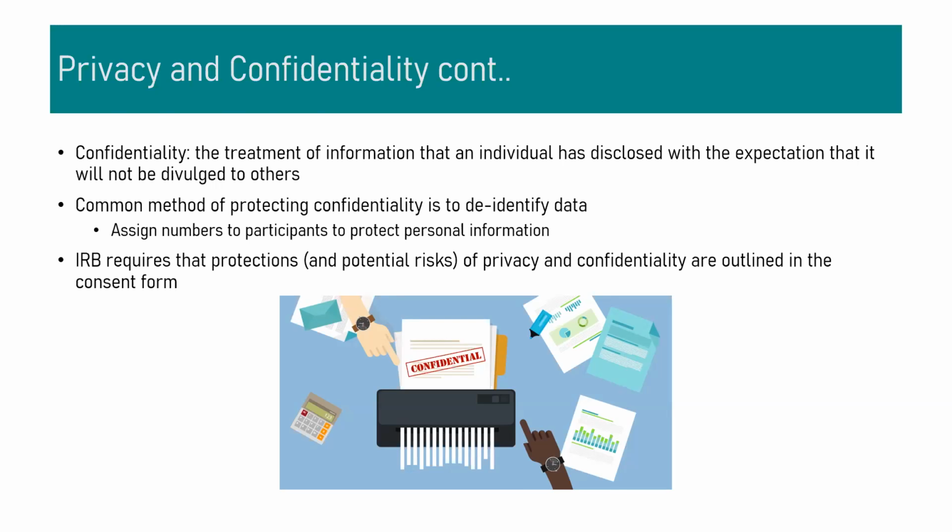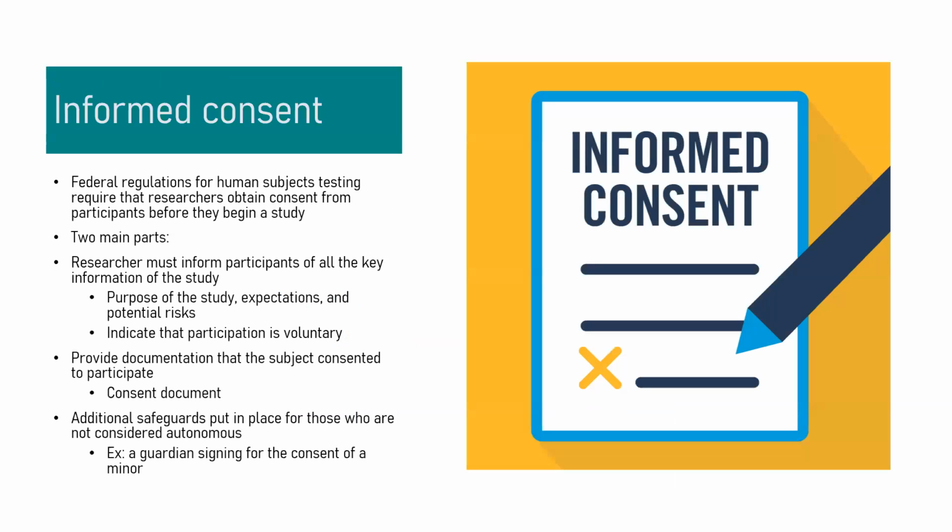Which kind of brings us to our next slide, which is informed consent. Super important. So the biggest aspect of the IRB is informed consent. And this is the idea that researchers must obtain consent from a participant when running human subjects testing. And this consists of two main parts. So firstly, the researcher has an obligation to inform participants of all of the key information of the study so they can make an informed decision on whether or not to participate.